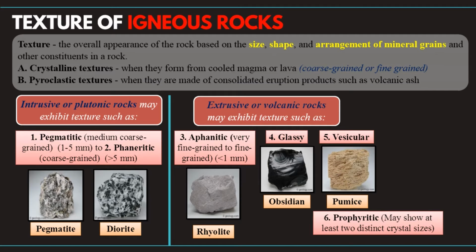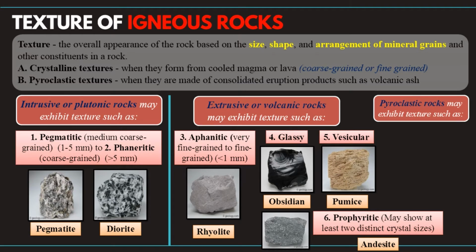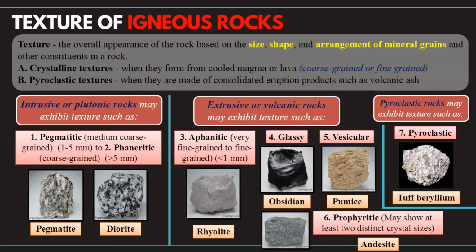And then extrusive rocks may also exhibit porphyritic texture, which may show at least two distinct crystal sizes. This is an example of andesite. And then the last one, the pyroclastic rocks, may exhibit textures such as pyroclastic. We have an example here of tuff breccia. Again, these are the different textures of igneous rocks.